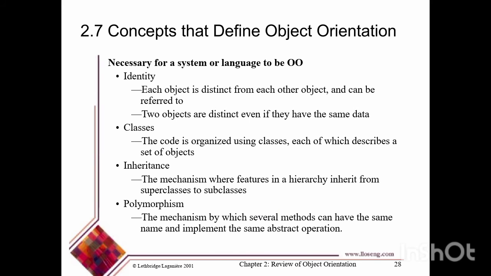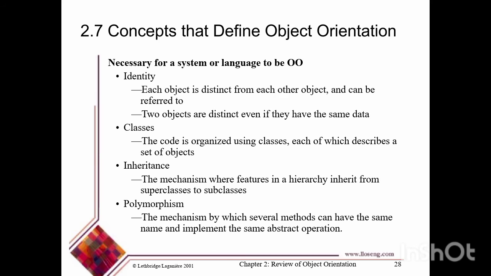And next, concepts that define object orientation. Whatever concepts we have, those necessary for a system or language to be object oriented are identity, classes, inheritance and polymorphism. Identity: each object is distinct from other objects. Two objects are distinct from one another. Classes: the code is organized using classes, each of which describes a set of objects.